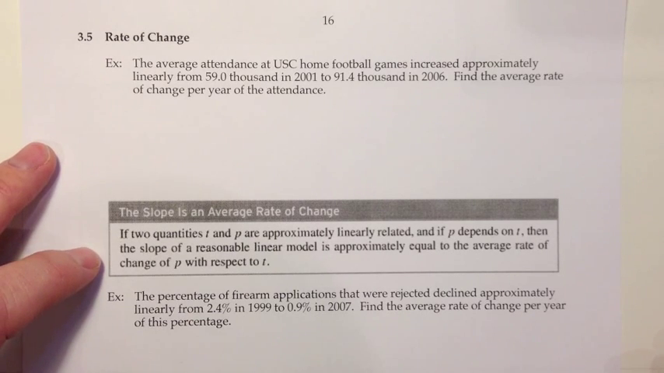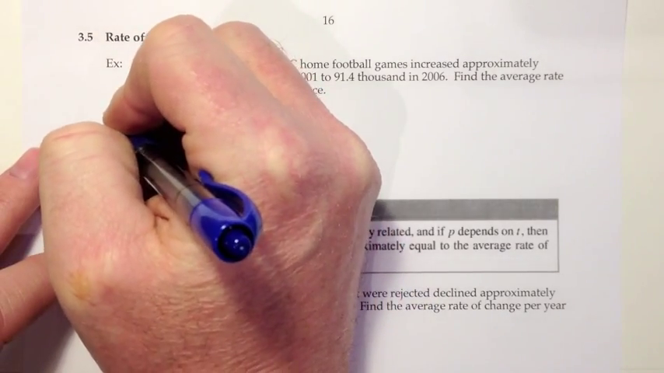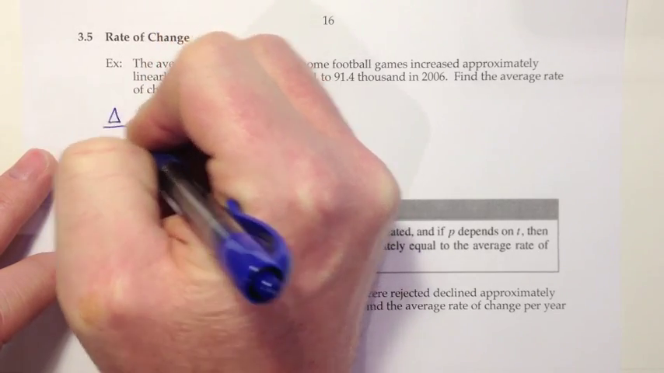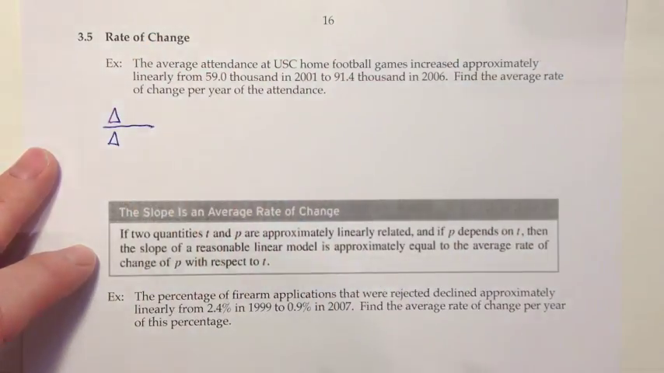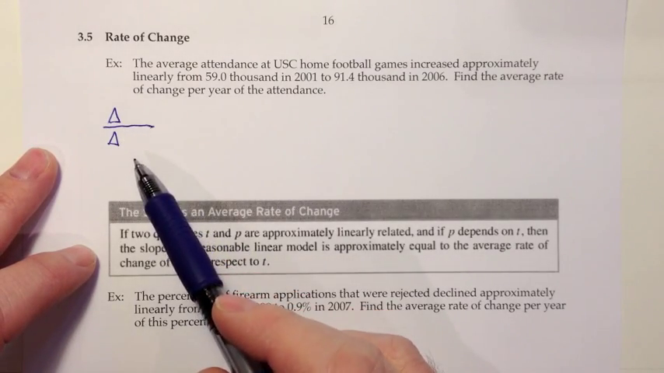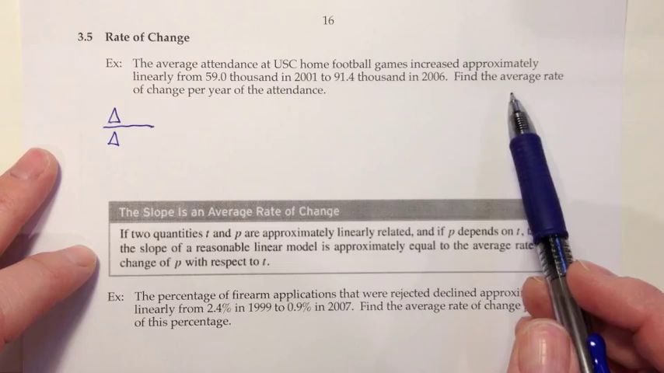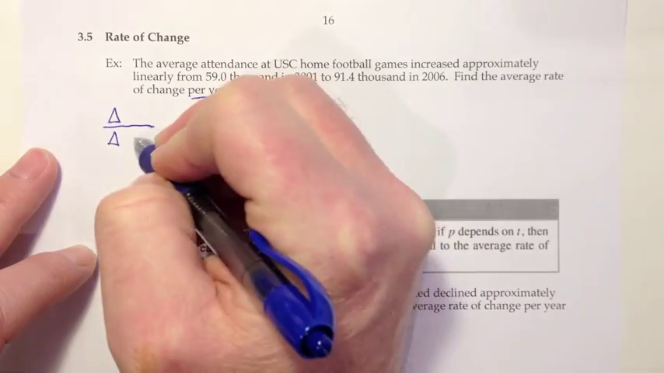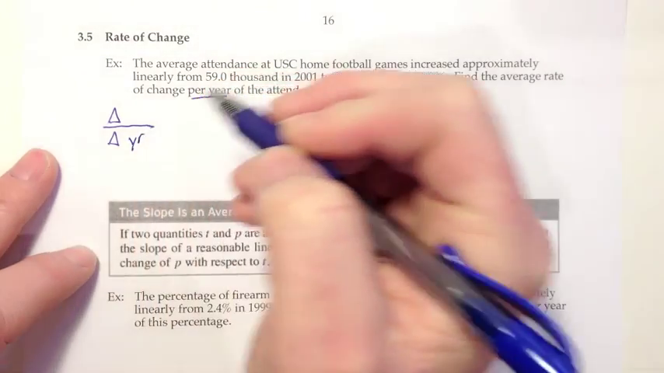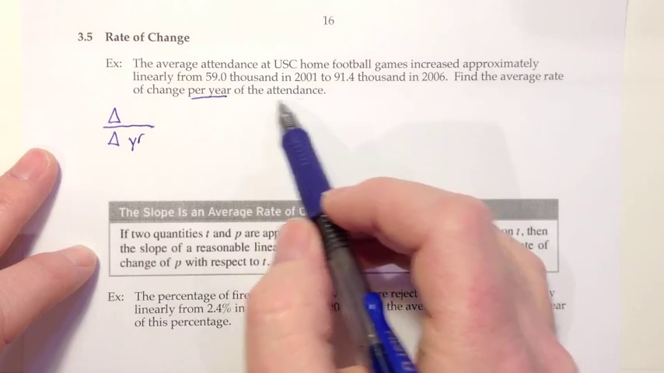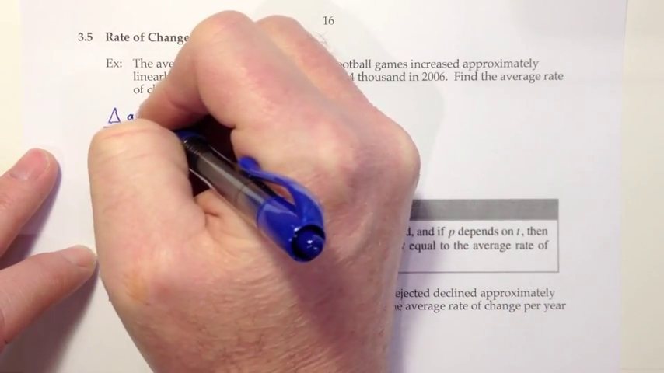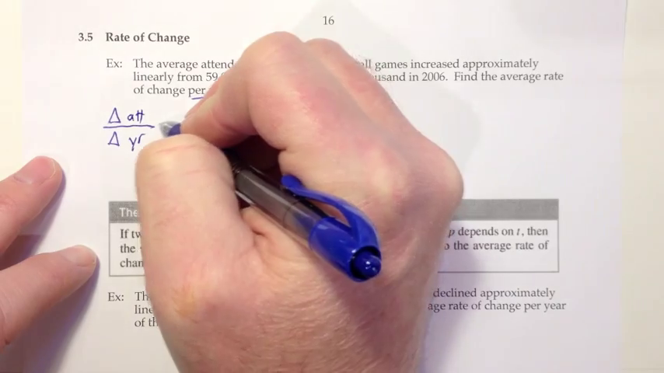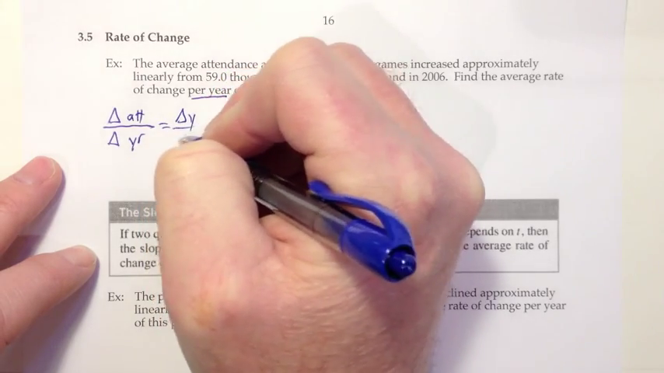So the key to this is to realize that when they ask us for an average rate of change, they're actually asking us to make a calculation very much like the slope. So we're trying to do change in one thing over the change in another. And we can tell which one goes on the top and which one goes on the bottom by looking at the units. They want the average rate of change per year, so that when it says per year right there, that tells us in the bottom we want the change in year, and then change in attendance would have to be in the top. So when we typically do slope, that would be change in y over change in x.